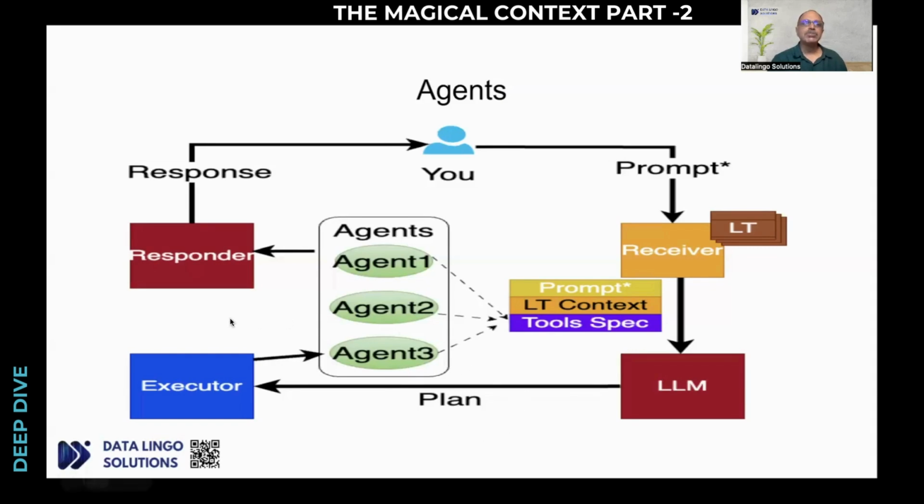This plan is passed to the executor module, which is responsible for executing it by directing the agents to take specific actions. This framework, where the LLM handles reasoning and the agents carry out the actions, is known as the REACT framework, reasoning plus acting framework.